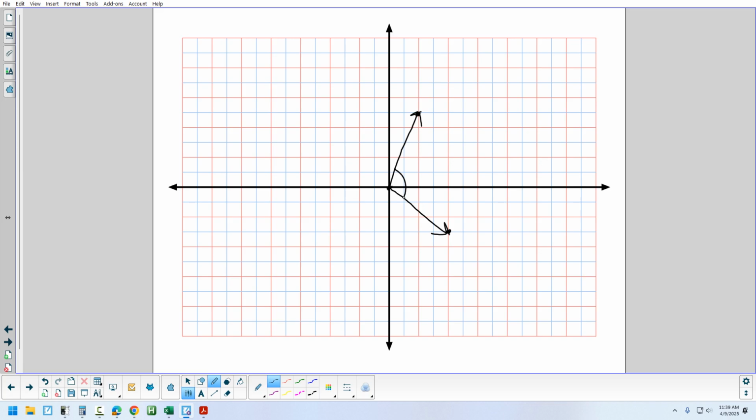Yeah, it's a little bit over 90. It's not 90. If it was 90, it would be like an L shape. It's a little bit more than 90, maybe 95, 100, somewhere around there. So let's find the angle and see if it comes out to a little bit more than 90.